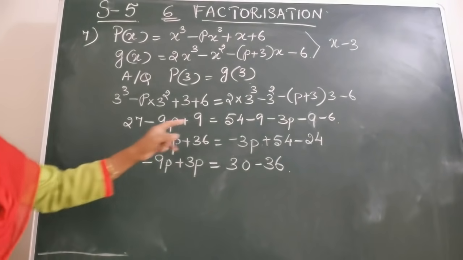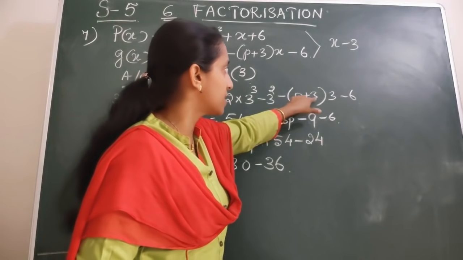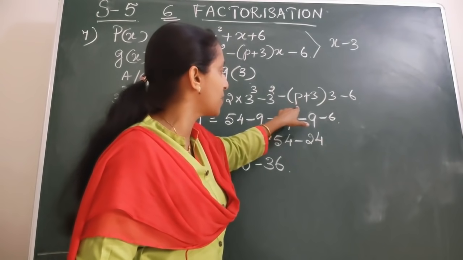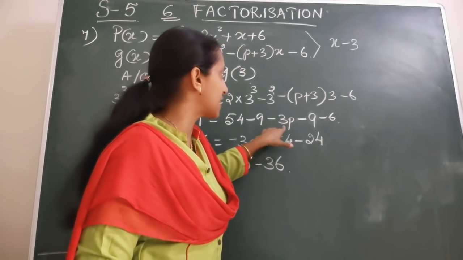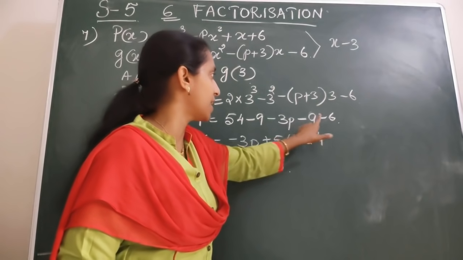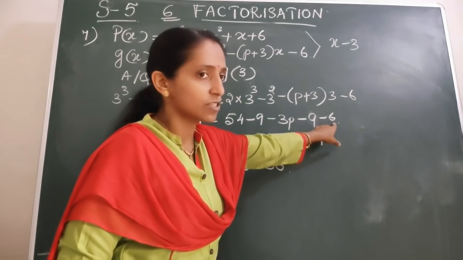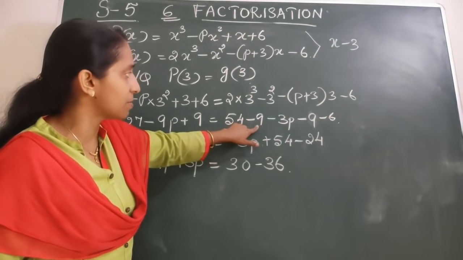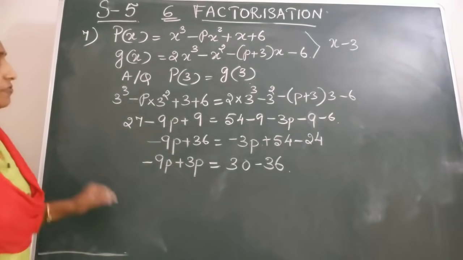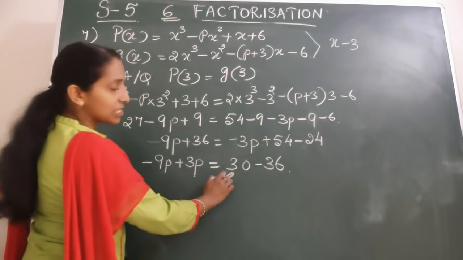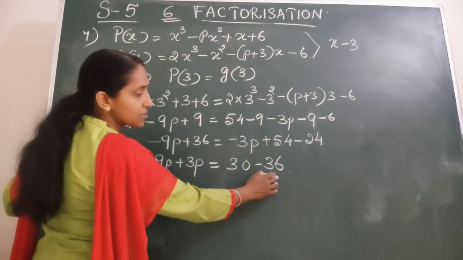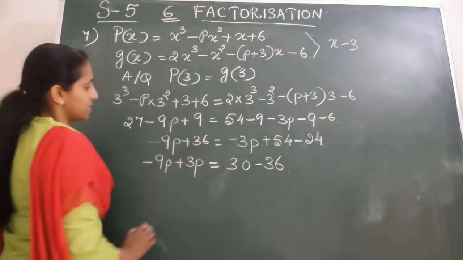Clear? Here this was a mistake I have done. 3 3s are not multiplied. Here this bracket opening means minus p into 3, minus 3p, and minus 3 into 3, minus 9 will come. Minus 9, minus 6, minus 15. Minus 15 minus 9, it will be minus 24. So 54 minus 24 comes as 30. Right? 30, then plus 36 comes over here, it will be minus 36.